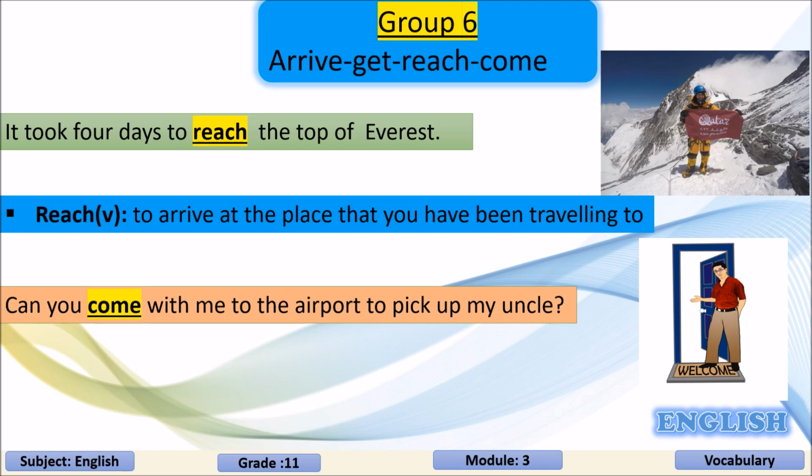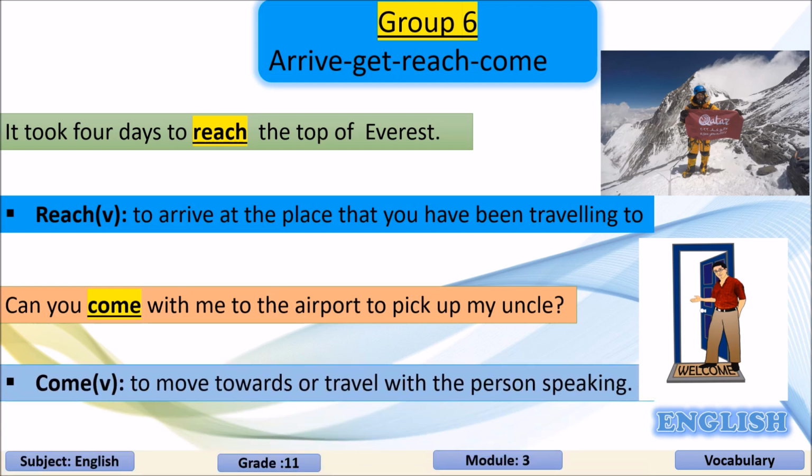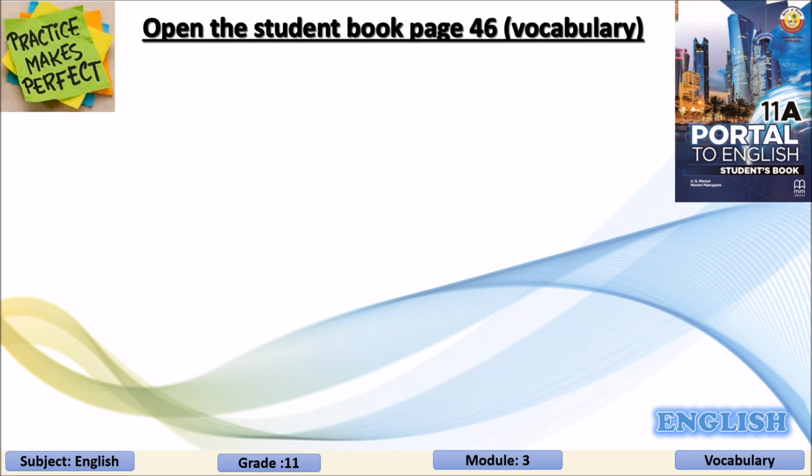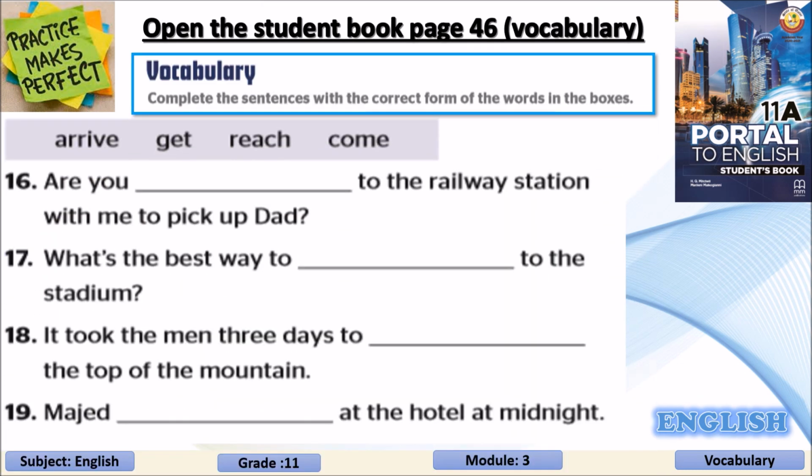Can you come with me to the airport to pick up my uncle? So come with someone. And this is the meaning: to move toward or travel with the person speaking. All right, now let's go through sentences 16 to 19, starting with 16. Are you to the railway station with me to pick up that? So which verb comes with the word with me? So are you coming? Very good, in the present progressive.